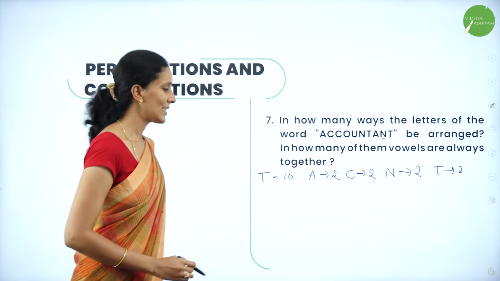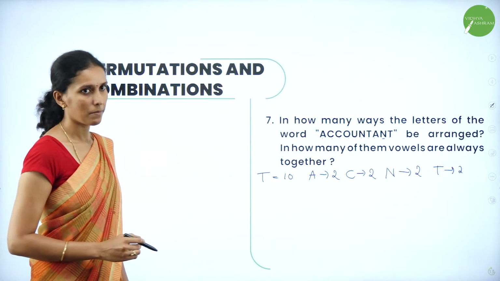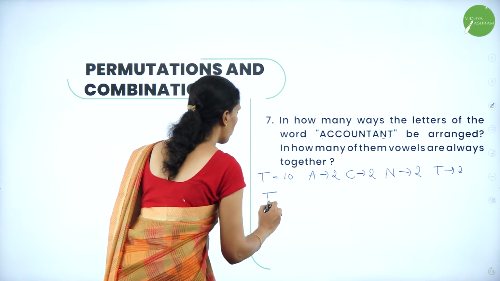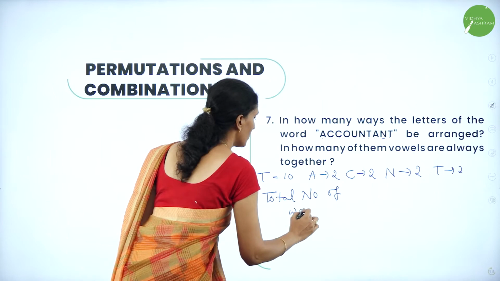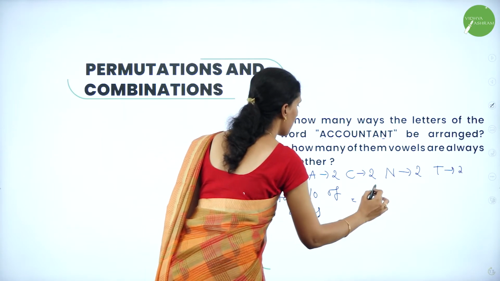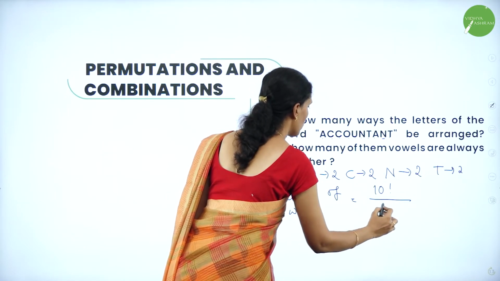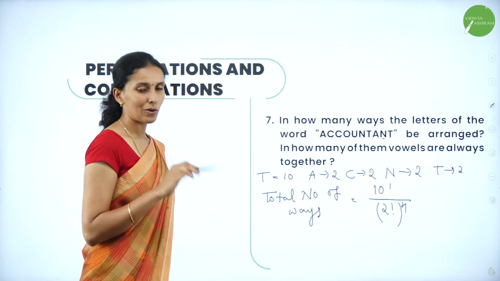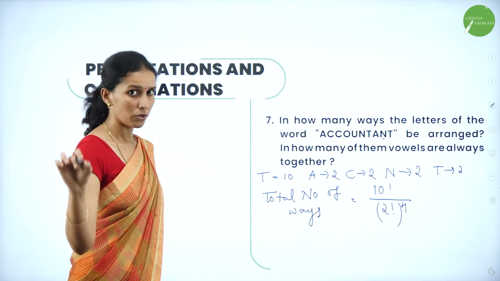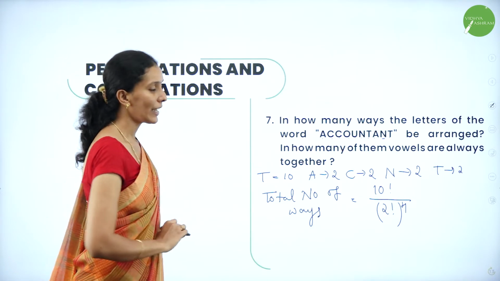So therefore, first, let me answer the first question. How many ways they can be arranged? So therefore, total number of ways will be 10 factorial over 2 factorial whole to the power 4. If you write 2 factorial into 2 factorial into 2 factorial into 2 factorial, it is nothing but power 4. So this is the arrangement for the word accountant.